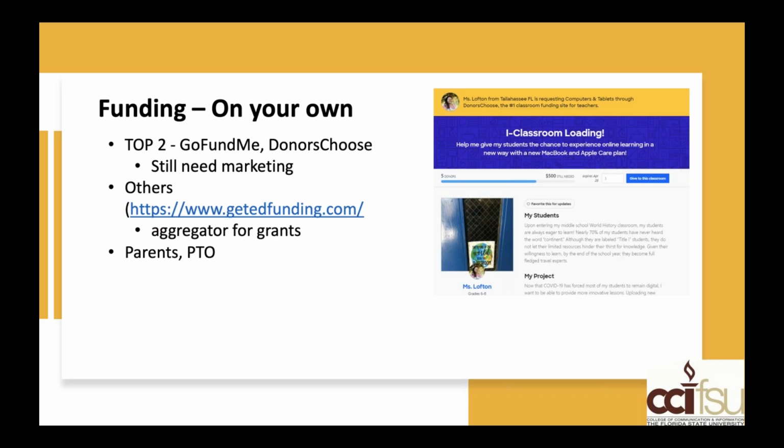Whatever you do, Donors Choose or GoFundMe, you still have to figure out the marketing component and reaching teachers. I mean, reaching people who can fund you, and that's the challenge for a lot of teachers. We don't get trained in marketing. Get Ed Funding is an aggregator for different kinds of funding resources. PTOs, talk to them, hey, tell them what you're trying to do. Let them go figure out how to get you the money. Next slide.